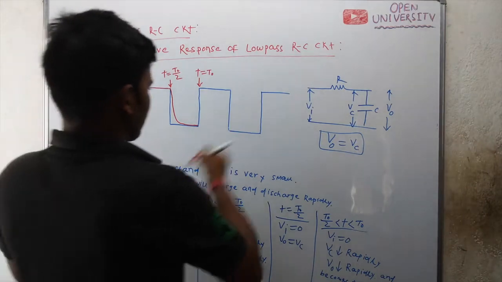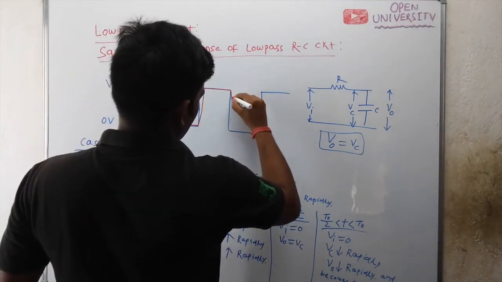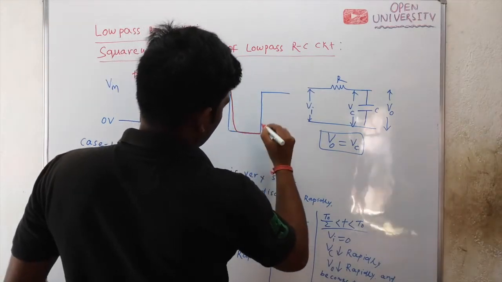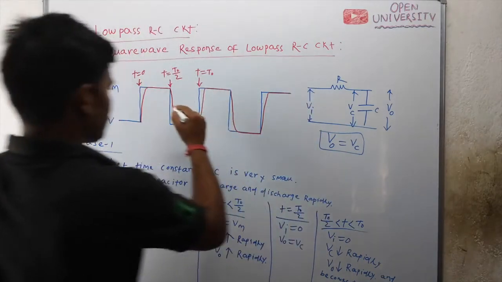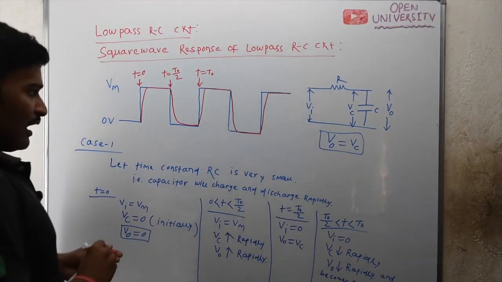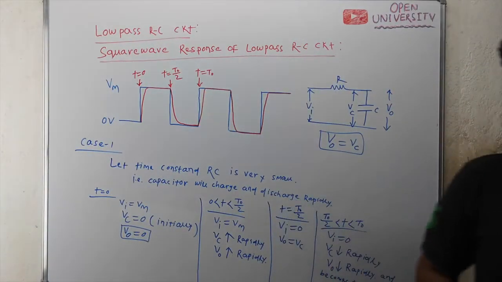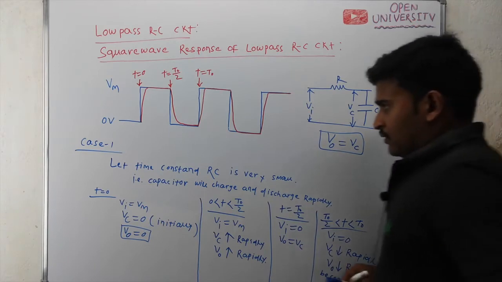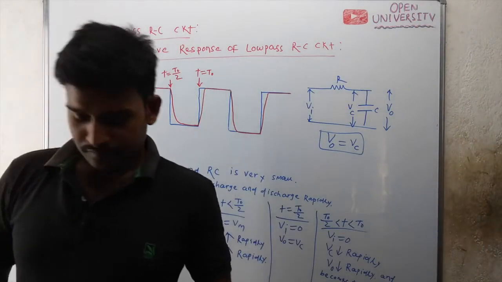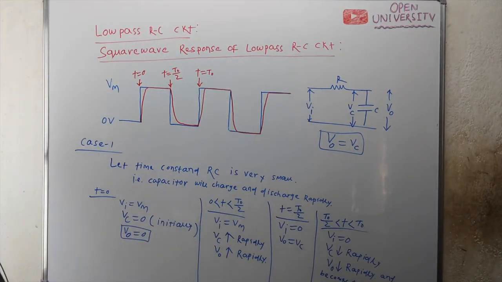So this process will continue like this. This is your output waveform. The red color is the output voltage waveform when the time constant is small. Write down these things and plot the input output waveform.